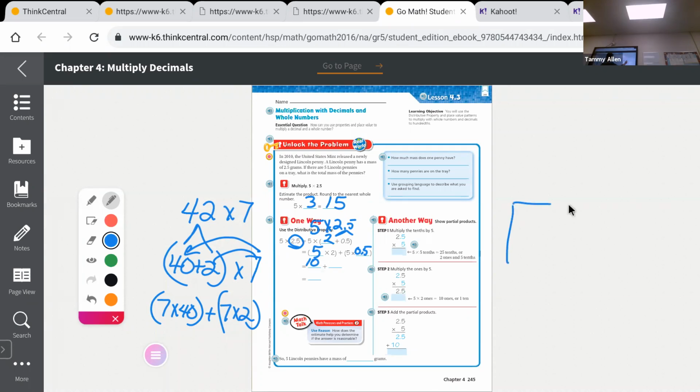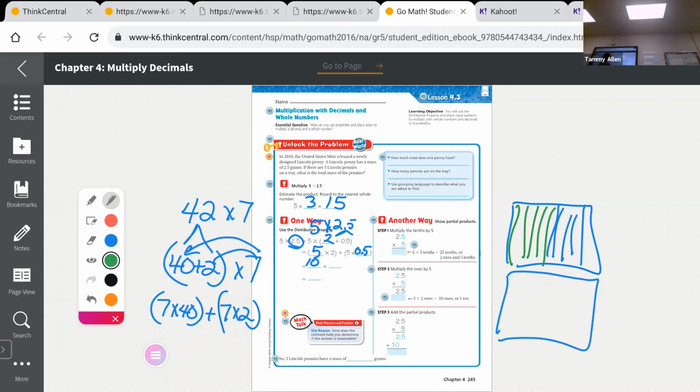Well, let's think about our grid over here. 5 groups of 5/10. This is 5/10, folks. 5/10. 1, 2, 3, 4, 5. That's one of them. 1, 2, 3, 4, 5. That's 2 of them. 1, 2, 3, 4, 5. That's 3 of them. 1, 2, 3, 4, 5. That's 4 of them, right?